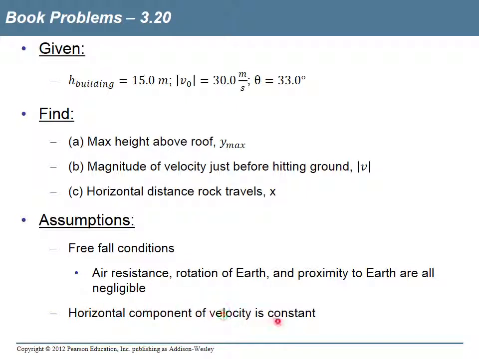If the horizontal component of velocity is constant, this is another way of saying there is no horizontal acceleration, which is another assumption of projectile motion. Together, these make the general assumptions of projectile motion. So when we're doing projectile motion problems, we need to make all of these assumptions. So g is constant, there's no air resistance, and there's no horizontal acceleration.